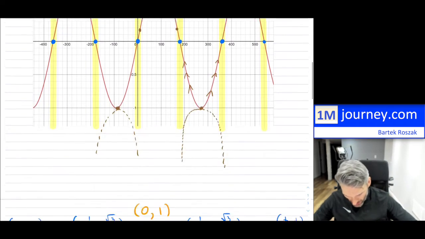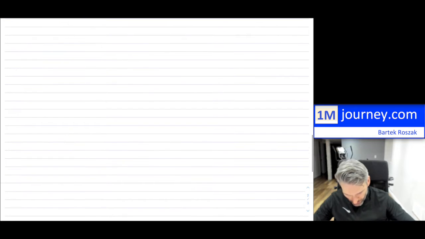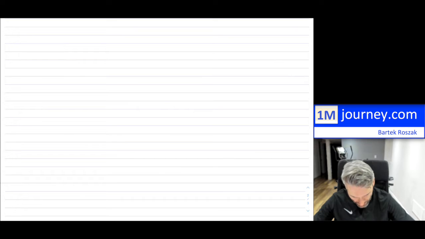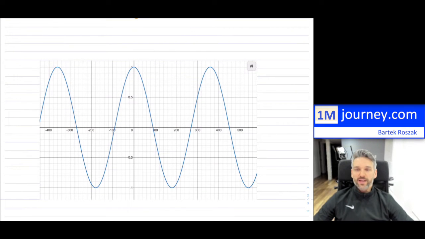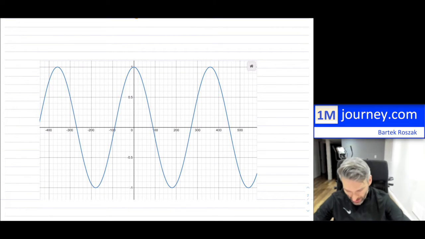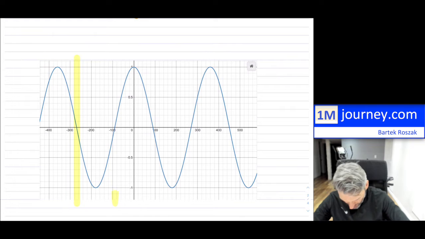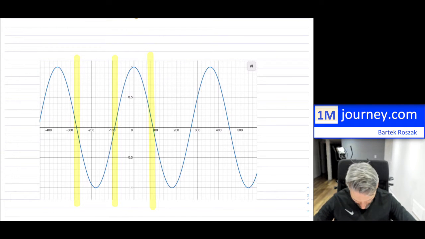So if I plot in here, I'm going to put in the cos. All right, so here it is. So that's my cos. And again, wherever I have my zeros, those are the crossings of 0. So I have one here, another one here, another one here, and another one here, and so on.